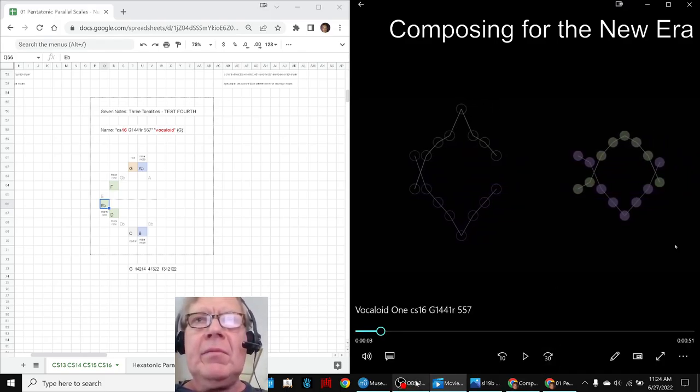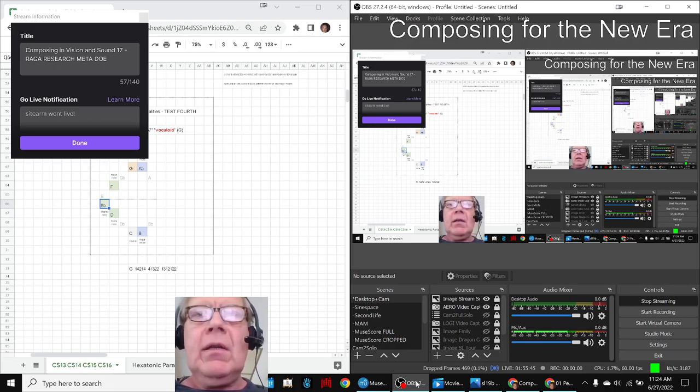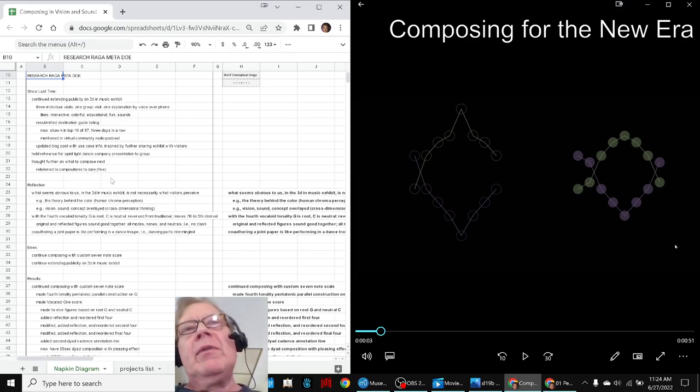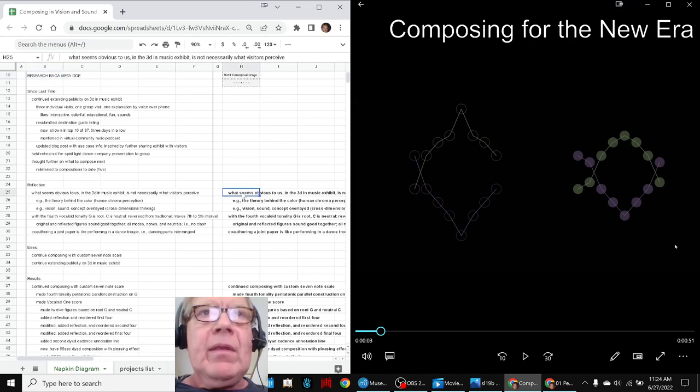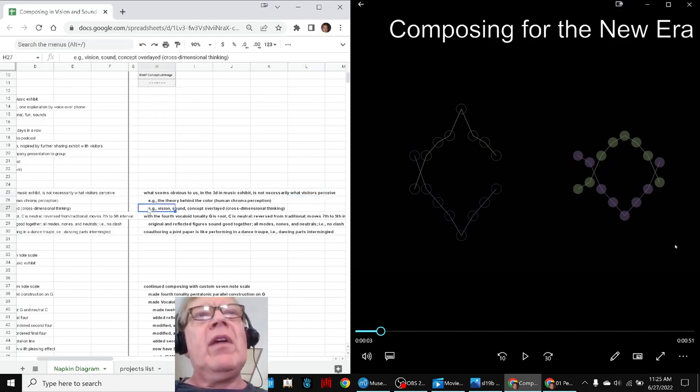Ladies and gentlemen, this is a recap of Composing in Vision and Sound, Part 17, RAGA, Research, Metta, DOE. In this episode, we began by reflecting that what seemed obvious to us in our 3D in Music exhibit, such as the theory between color and human chromoperception, the cross-dimensional thinking between combining vision, sound, and concept, is kind of where we came from, but what people perceive when they look at the exhibit is entirely up to them.